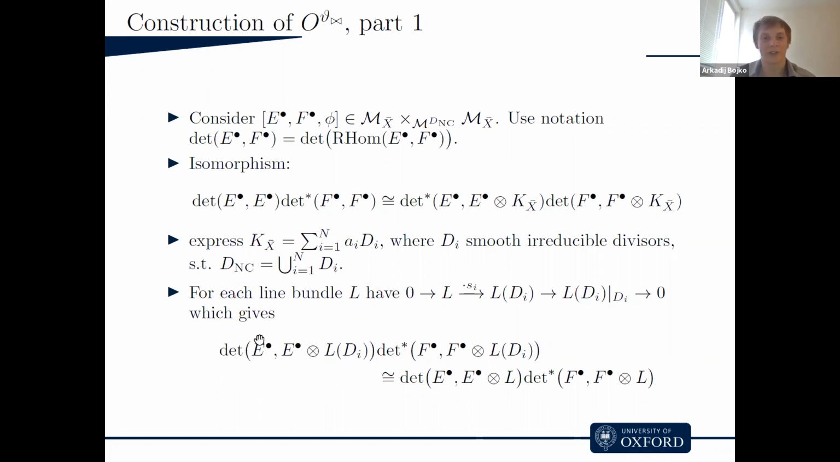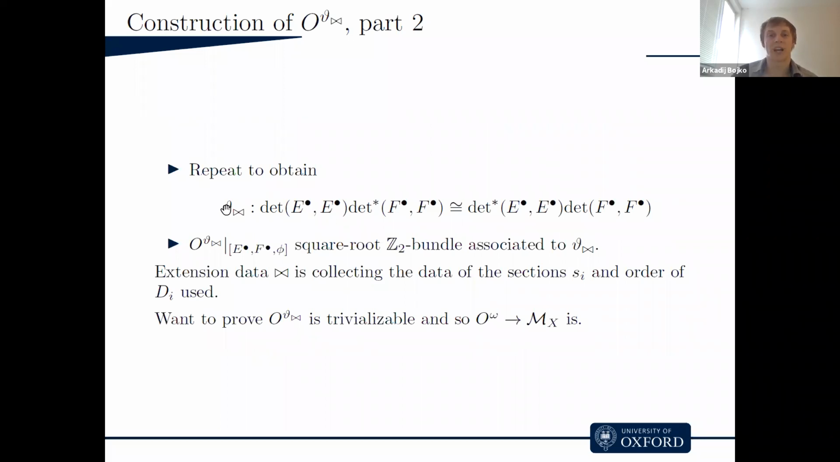And from using this and playing around with it, one simply gets that one can reduce this product of two determinants, one determinant of EE twisted by L_{D_i} and determinant star of FF twisted by L_{D_i}. And one can remove this contribution of the twist by the divisor from before. In particular, in finitely many steps, one can remove the entire canonical bundle by using the fact that it is expressed as this summation, obtaining an isomorphism, which is exactly the isomorphism of a line bundle with its dual.